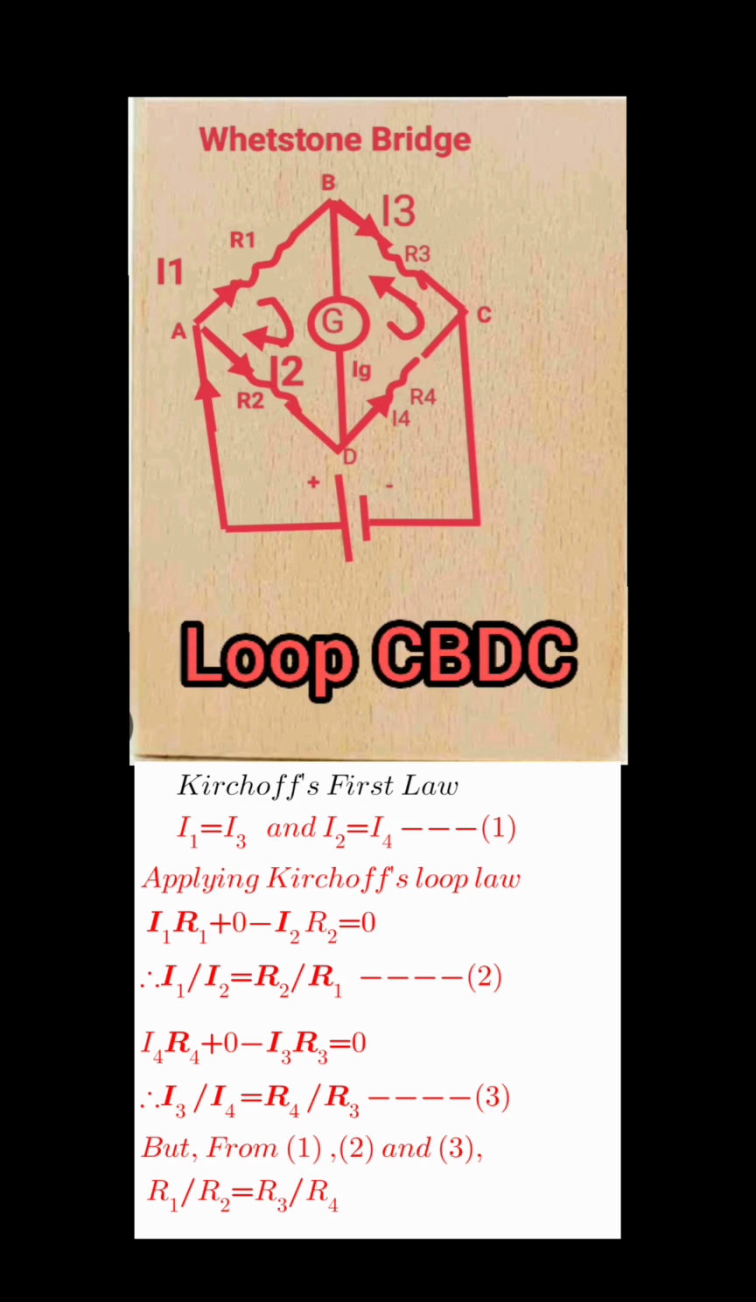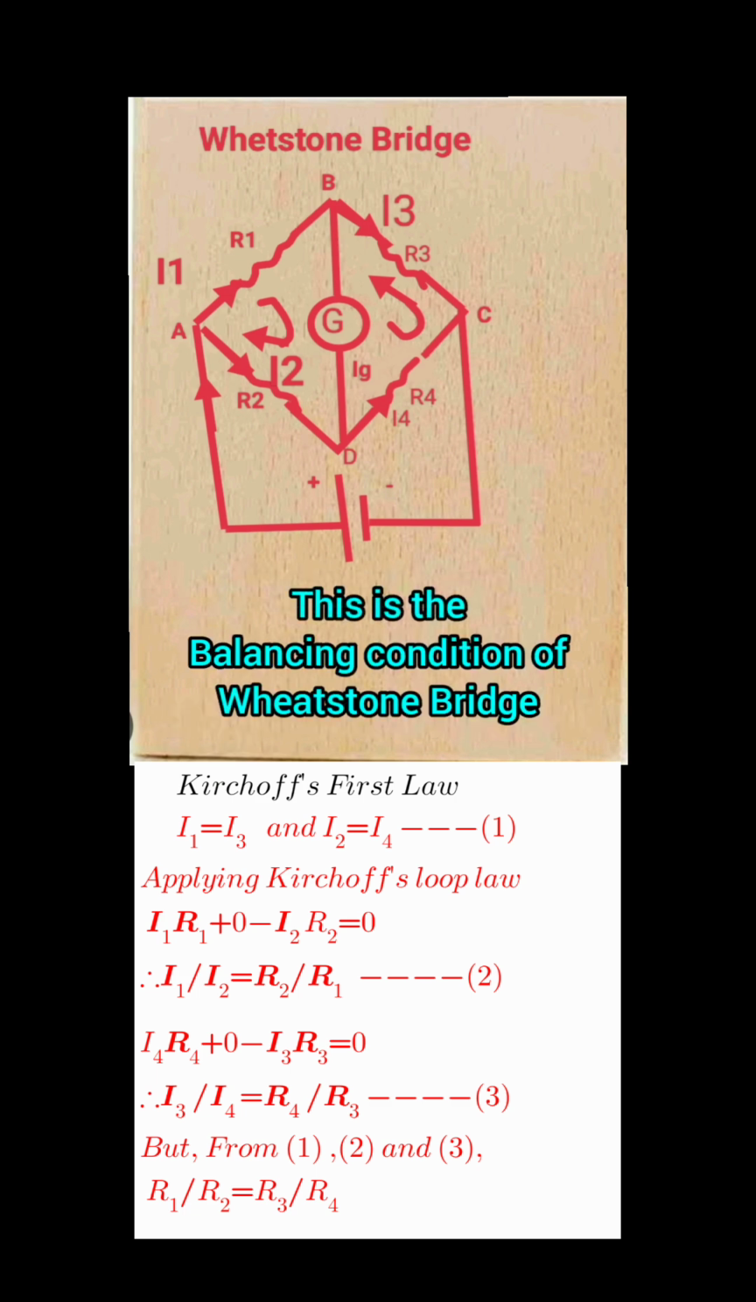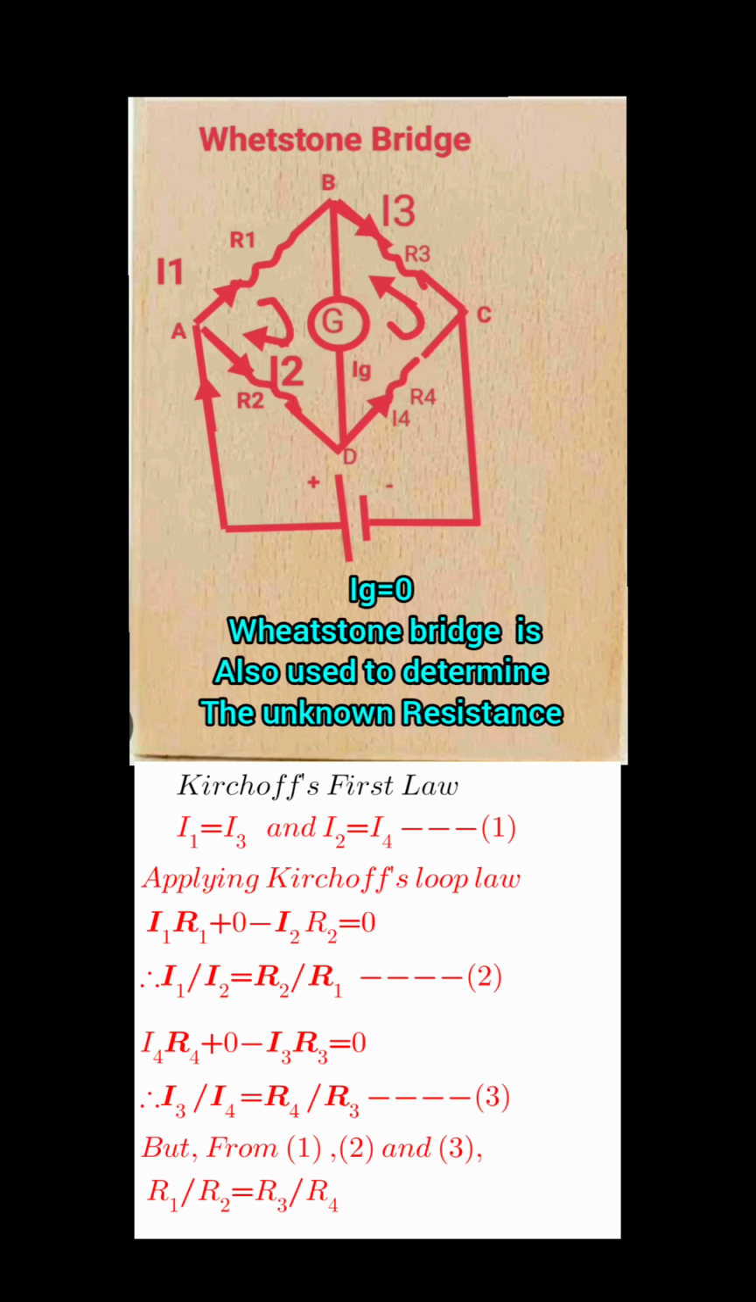Similarly, on applying Kirchhoff's loop law for this loop CBDC, we get I4 R4 plus 0 minus I3 R3 is equal to 0. On simplifying it, we will get I1 by I2 is equal to R4 by R3. So, from the above relations, we write R1 by R2 is equal to R3 by R4. This is the balancing condition of Wheatstone bridge. We are adjusting the resistors such that the galvanometer current IG is equal to 0. Then the bridge is said to be balanced. Use it to determine unknown resistance.